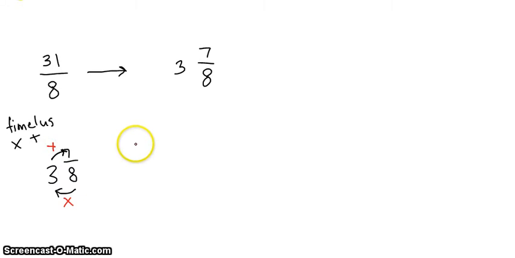Okay, so do that over here. We're going to go 8 times 3 plus 7. And that's going to equal 8 times 3 is 24 plus 7 is 31. So the answer is 31/8. And that's a quick way of turning our mixed numbers into improper fractions using the times-plus rule.